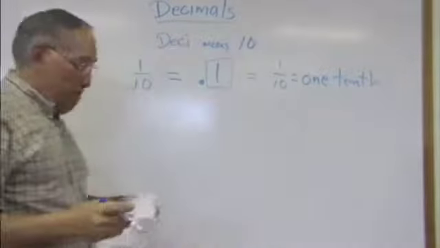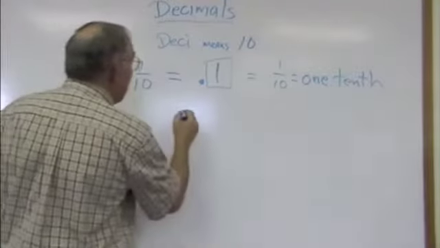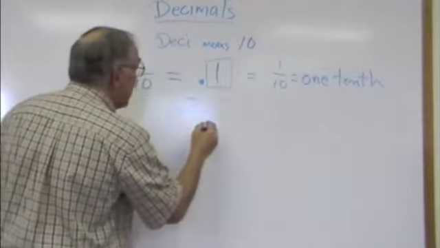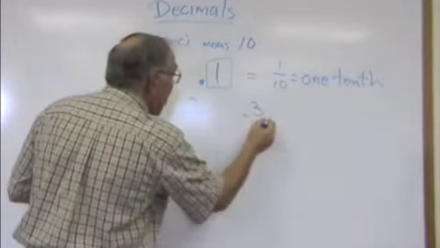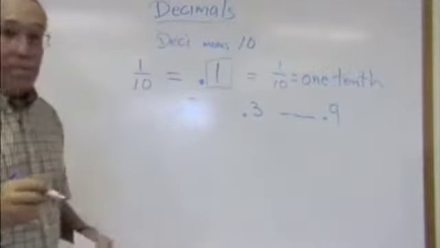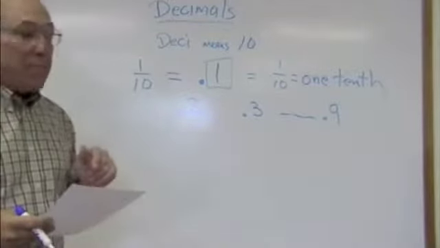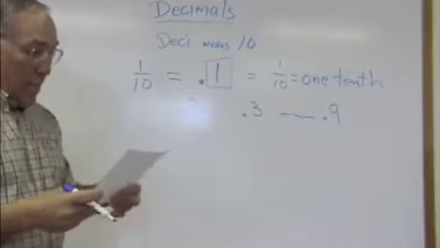If we had 2/10, it would look like this, 0.2. 3/10 would look like this, all the way up to 9/10. That's as high as we can go with tenths. So that's the first decimal place, the 10th place.